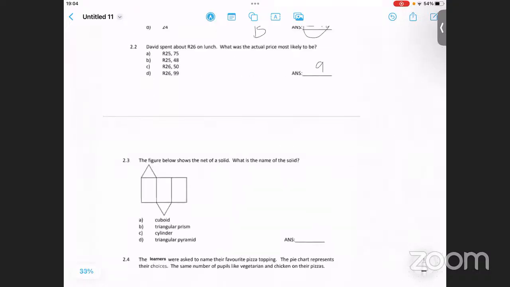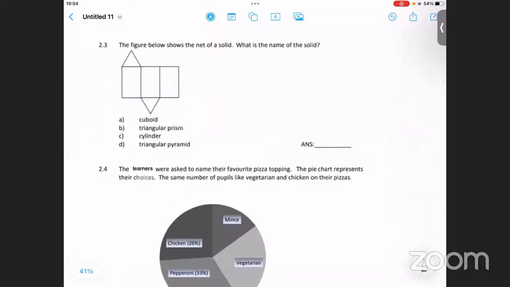And let's look at 2.3. They say the figure below shows the net of a solid. Do you remember when we were doing the nets and the solids? Yes, ma'am. Now they say, what is the name of the solid? So you have A being cuboid, B triangular prism, C cylinder, D triangular pyramid. Which one is it? Is it A, B, C, or D? It's B, ma'am. Triangular prism.